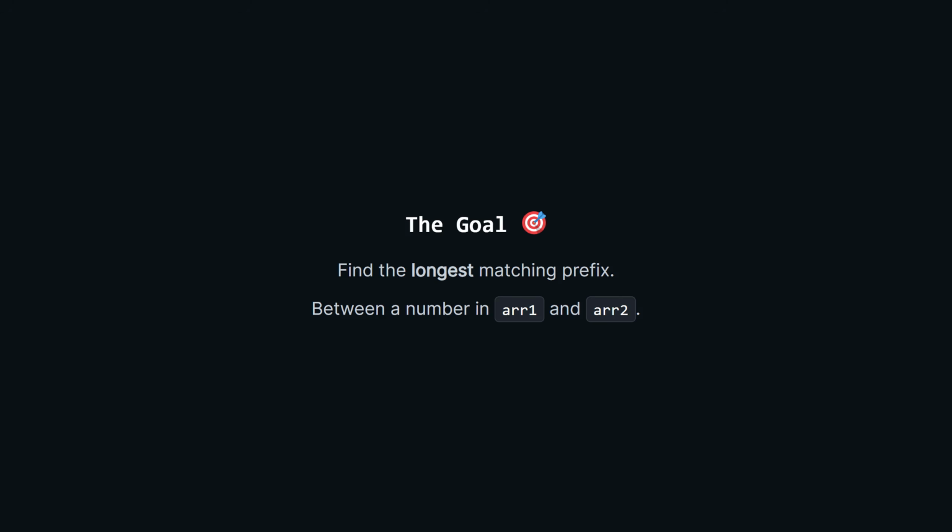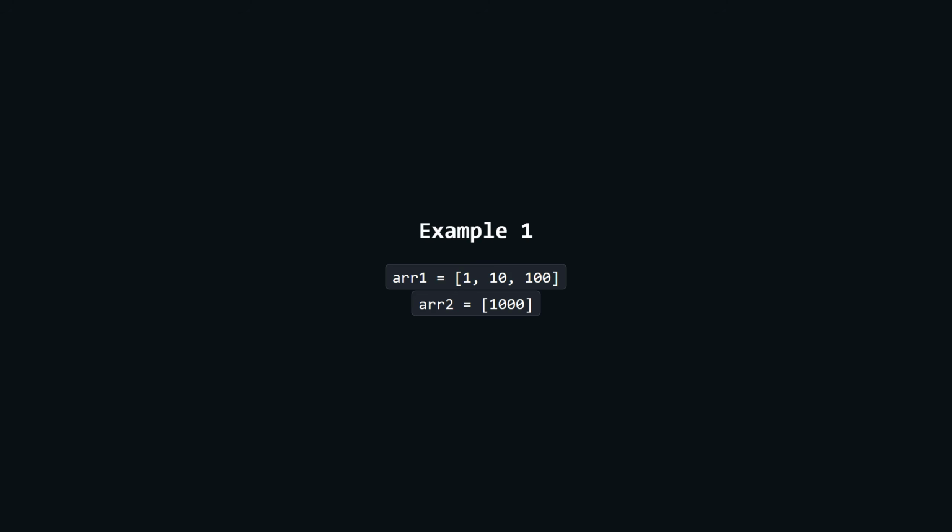Our goal is to look at two different lists of numbers. Let's call them list 1 and list 2. We want to find a number in the first list and a number in the second list that share the longest possible prefix. Let's look at a simple example. Array 1 has 1, 10, and 100. Array 2 just has 1000. The number 100 from the first list shares a prefix with 1000 from the second list. That common prefix is literally the number 100. Since it has 3 digits, the longest common prefix length is 3.